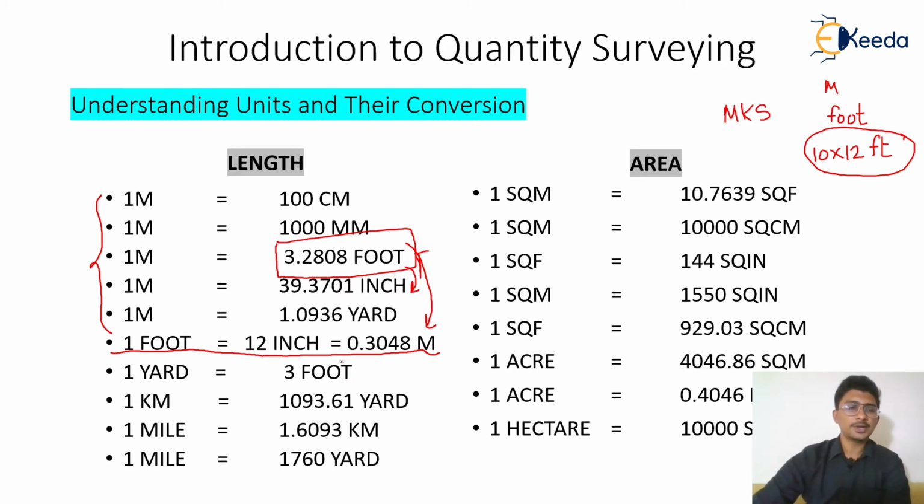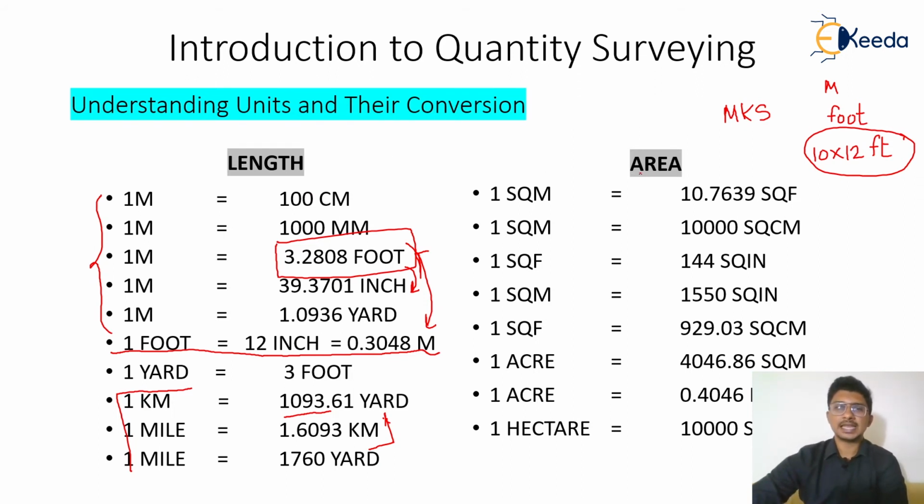As I told you, we are going to deal with the road construction quantity calculation also. So I have put in over here the kilometer, mile, and yard relationships. 1 kilometer is equal to 1093.61 yards, and 1 mile is equal to 1.6093 kilometers. These relationships are going to help you to calculate the length related stuff and convert them from one unit to the other unit.